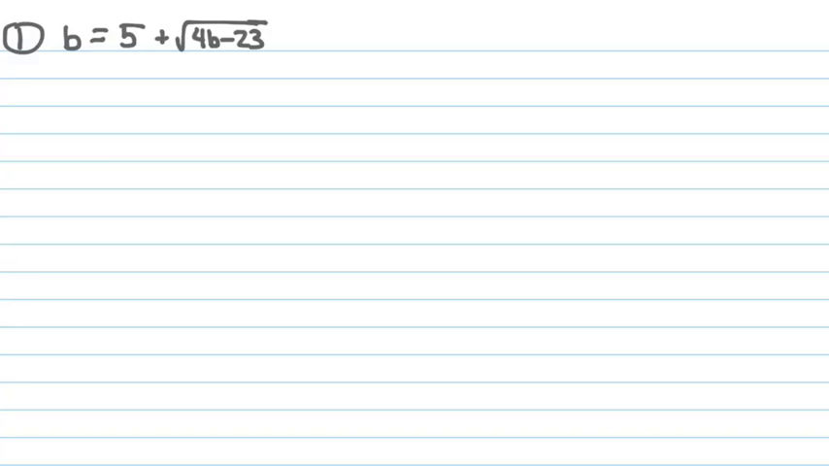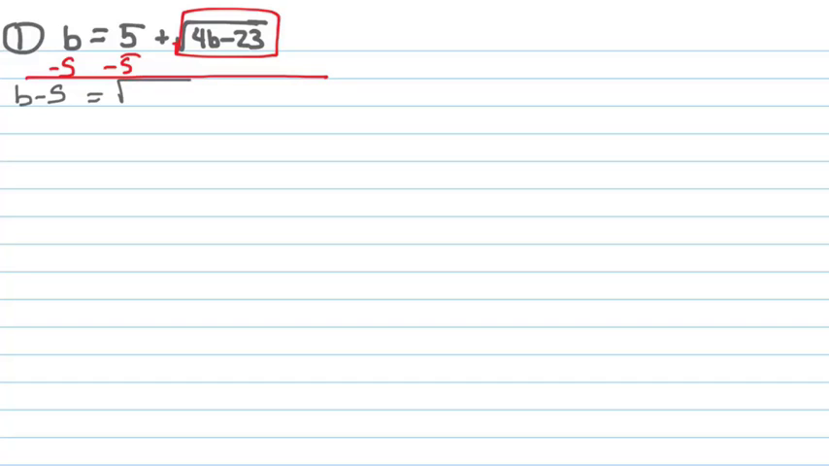So step 1 is to get the radical isolated. So we want to get this by itself. That means we need to move the 5 to the other side. So we end up with b minus 5 is equal to the square root of 4b minus 23. Now we need to square both sides.